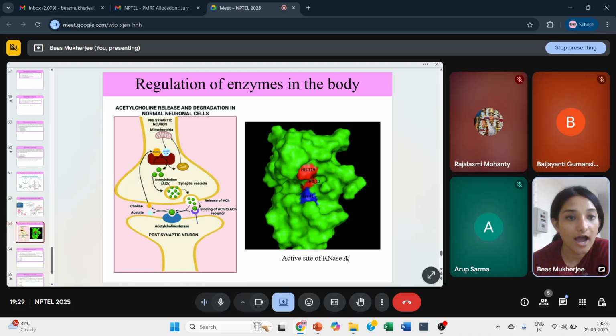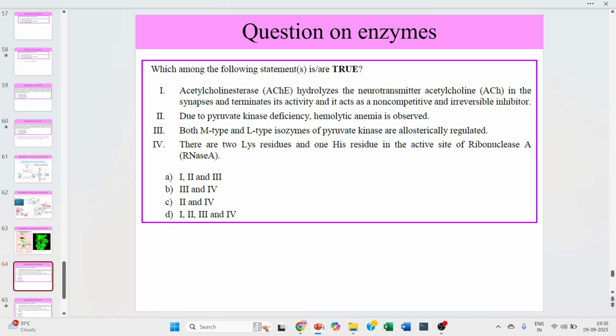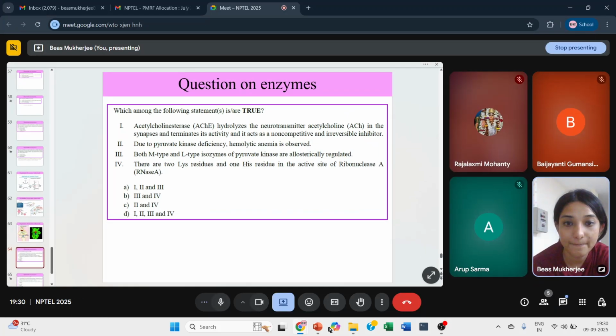And these are even active when you heat them in an autoclave at a temperature of 120 degrees centigrade and around 15 lbs pressure. That is why double autoclaving of water is required. That means two times you autoclave the same water to get RNase free water. Okay, so we have the question: which among the following statements is or are true?